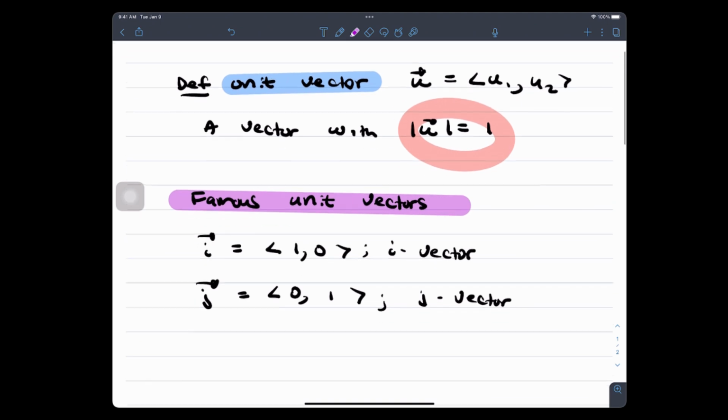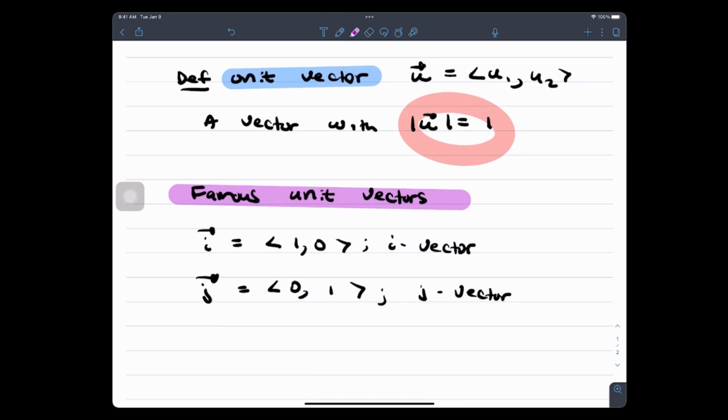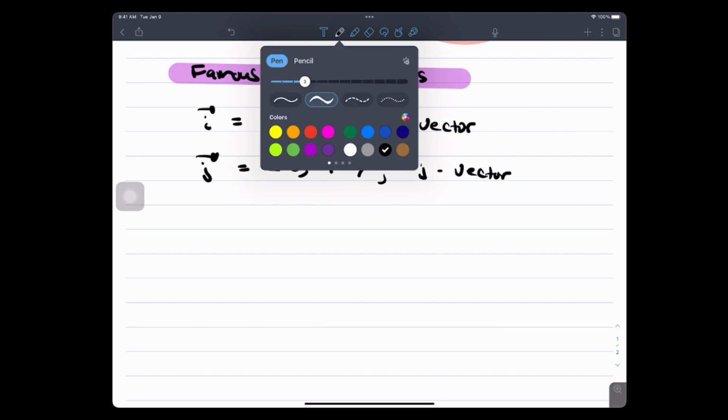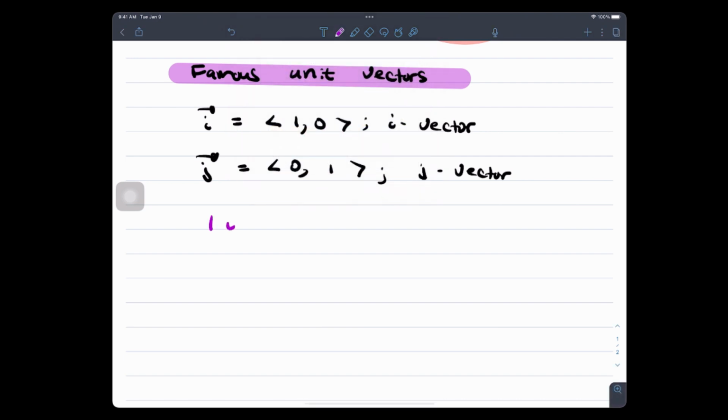Now you say, why are they unit vectors and why are they so famous? We're going to see why. First of all, notice, what's the length of vector i? By definition, it is 1 squared plus what? 0 squared. Is that true? So do your arithmetic. 1 squared is 1. 0 squared is 0. 1 plus 0 is 1. What's the square root of 1? Isn't that 1?